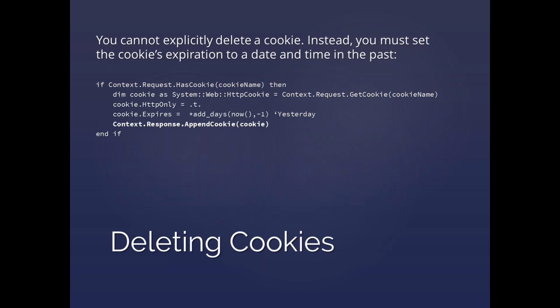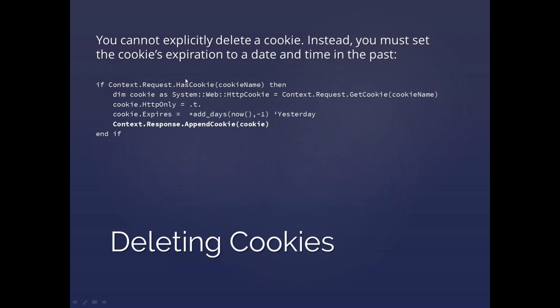Cookies are only ever deleted manually by the user or deleted automatically by the browser. There isn't a way to say, hey, delete this cookie explicitly using the context request or context response object. The only way you can get a cookie deleted is to set its expiration date to a date in the past. So in this example, I set it to today minus one, so yesterday.